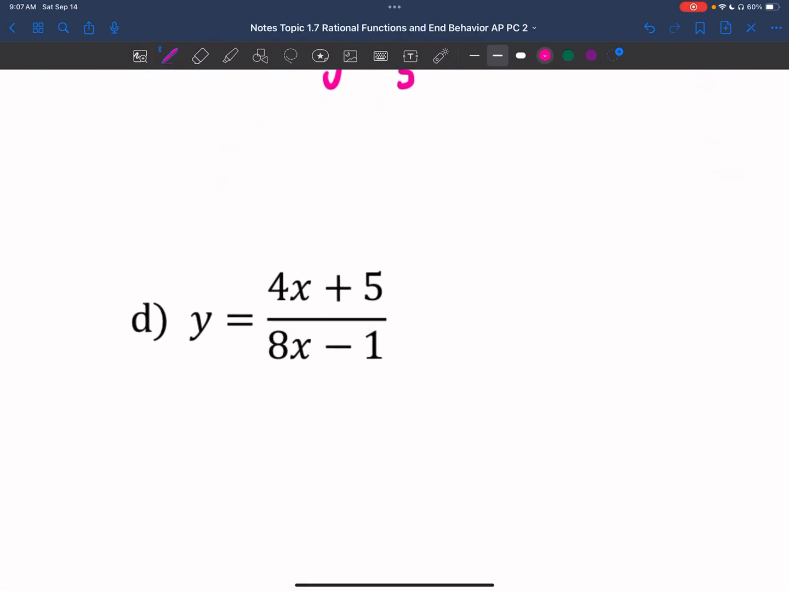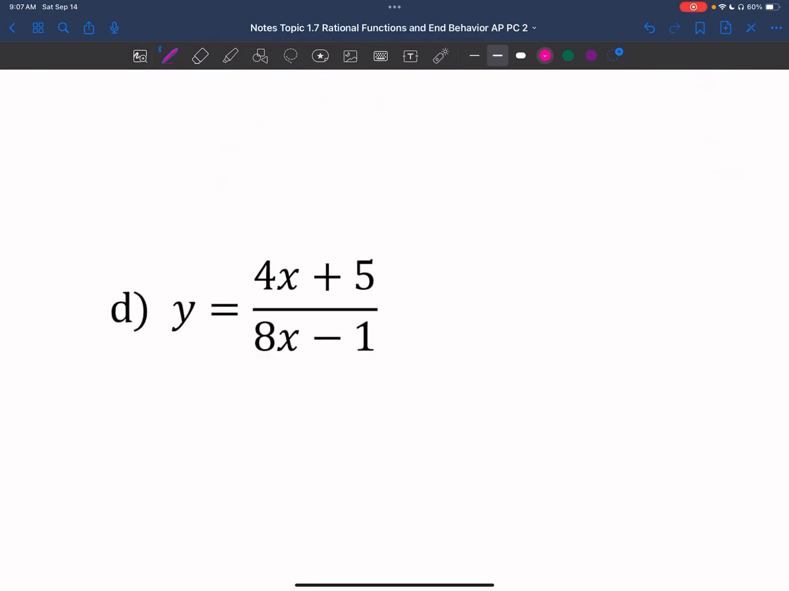Okay, looking at D, I have a degree of 1 in the numerator, I have a degree of 1 in my denominator. So again, they are equal to each other. So in this case, I am going to look at Betsy, bottom equals top, and then divide the coefficients. So y equals my leading coefficient at the top, which is 4, over the leading coefficient in the denominator, which is 8, and then that's just going to simplify to 1/2. So y equals 1/2 is my answer for D.